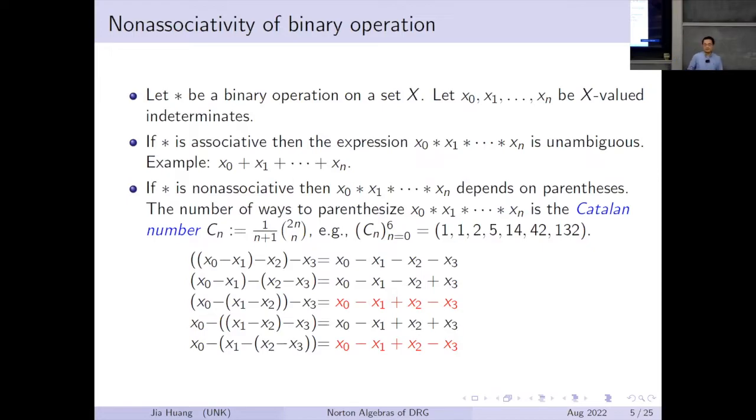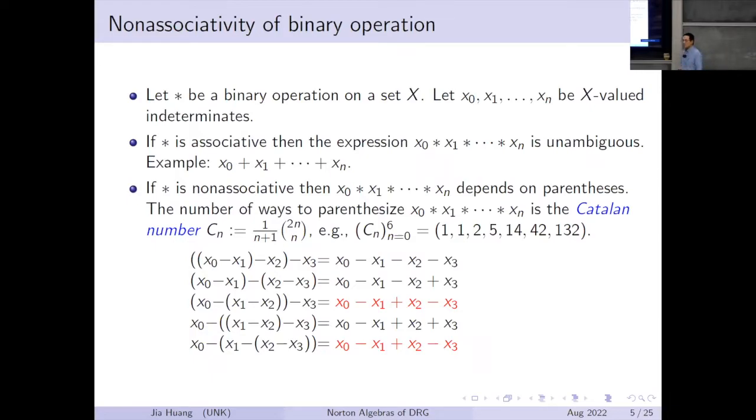Let's look at some examples where the operation is not associative. The first example I thought of is minus. Instead of plus, let's do minus. You see we have 5 different ways to insert parentheses when you do x0 minus x1 minus x2 minus x3. We all know that, but then I thought about this a little more. Let's expand all these different ways of parenthesization. I got actually only 4 different results, because my operation is a very specific one, the minus operation. You can see those 2 red ones are actually identical.